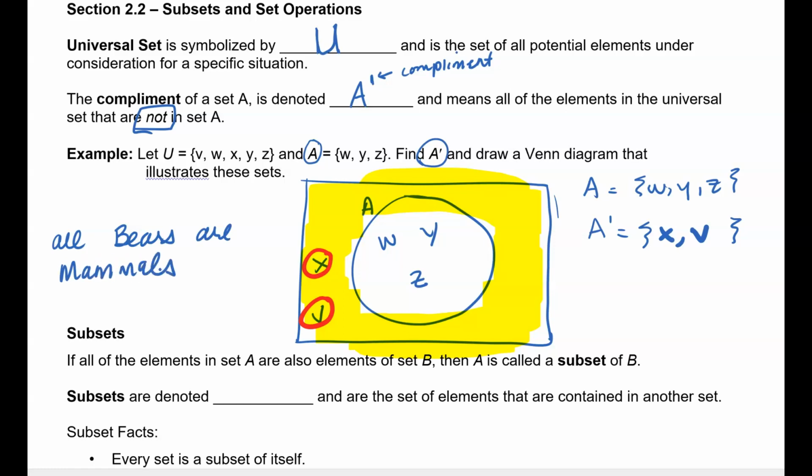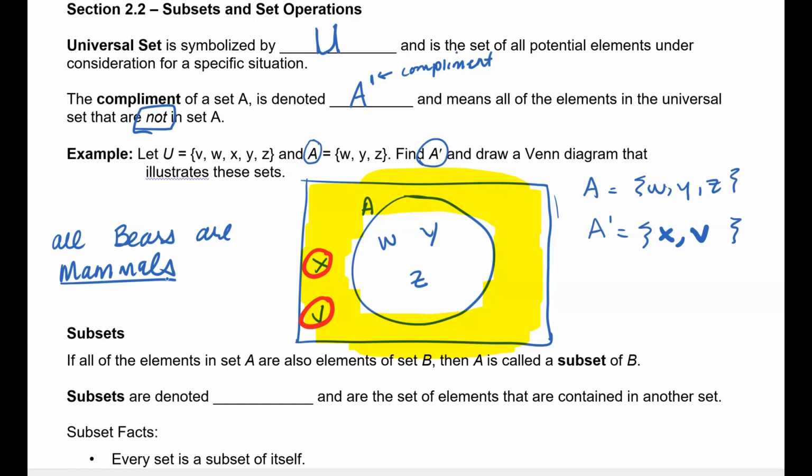So the set of mammals is a set of all types of animals, and the set of bears is a part of that group. Now, there are other animals that are also a part of the mammal group, but the entire group of bears is a part of that. And the way that we talk about that with math language is we say the set of bears is a subset of the set of mammals, because all of those bears are part of that larger group of mammals.